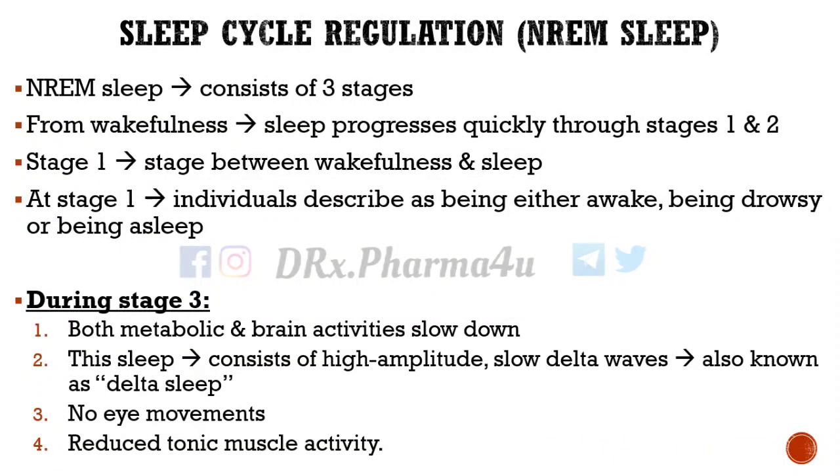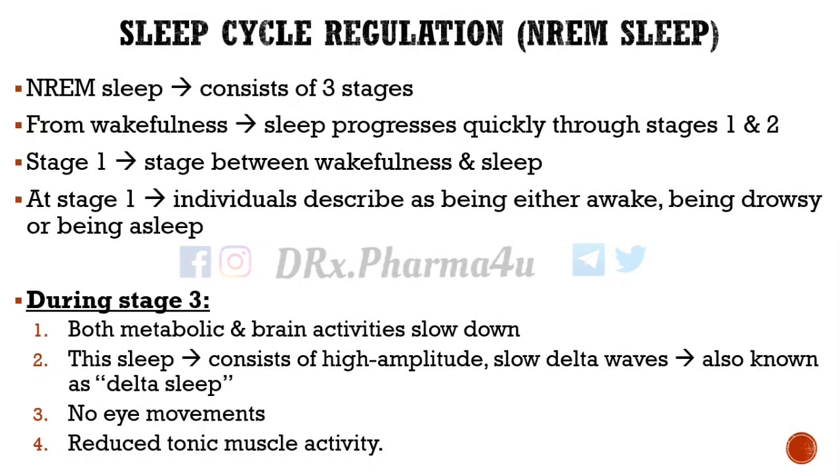How we understood this is because there are many people who experience epilepsy in their sleep. They have abnormal brain activity. So there is something called sleep EEG, sleep electroencephalogram. The patient is put to sleep and their brain activities are monitored during the course of the period. In normal sleep, what happens? There are slow delta waves, and that is why stage 3 is known as delta sleep.